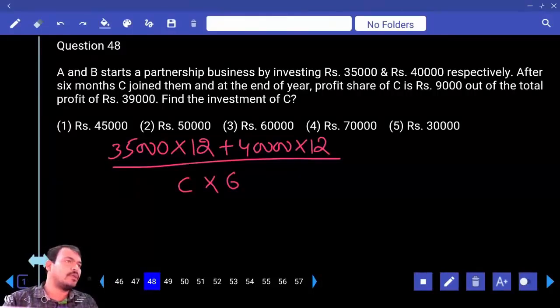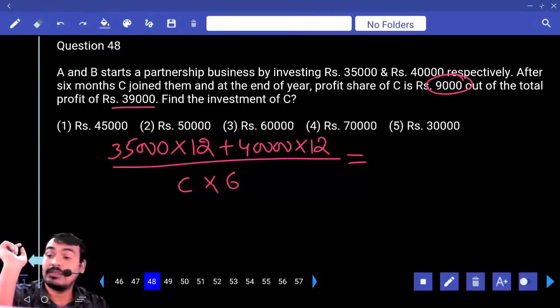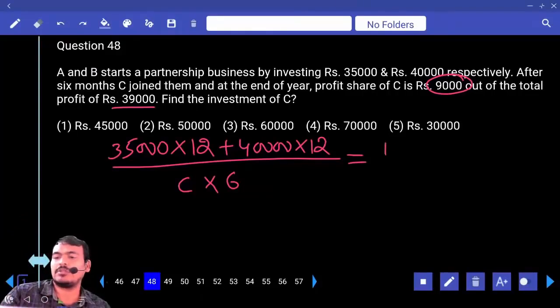What is the numerator meaning? Profit of A and B. The denominator means profit of C. What is the total profit of the 3 persons? 39,000. In that, C's profit is 9,000. What is the remaining profit? 30,000. That means A and B are getting 30,000 profit and C is getting 9,000. That means a 10:3 ratio. A and B together are getting 10 parts of profit, and only C is getting 3 parts.